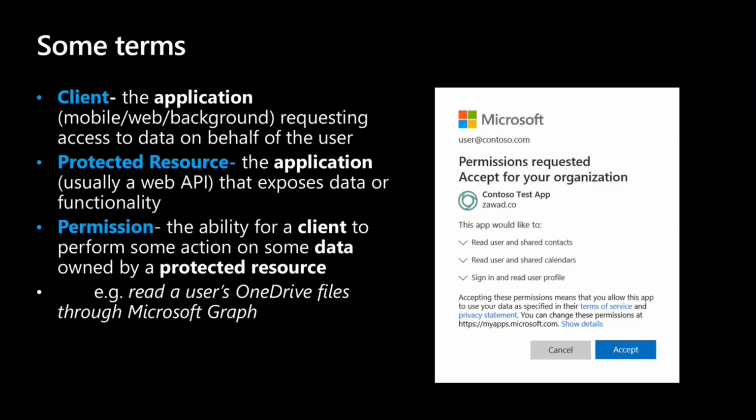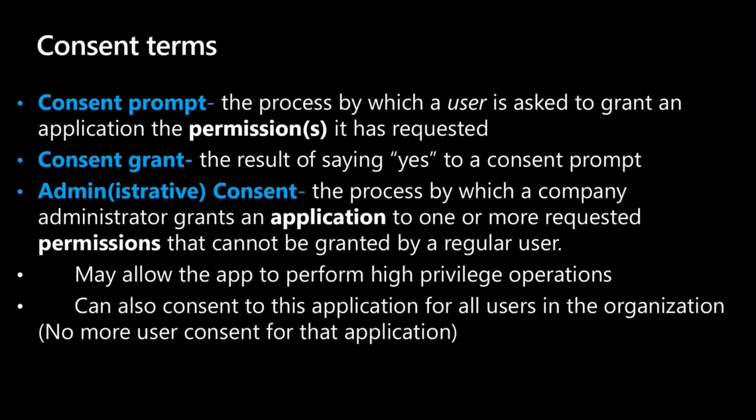Okay, so from a consent terminology perspective, we have a few different terms we want to go over with you. The first one is the consent prompt, which we just showed you. That's the actual dialog box. And the act of saying yes to that consent prompt is called a consent grant. Now, there are two different ways to consent: end user consent and administrative consent.